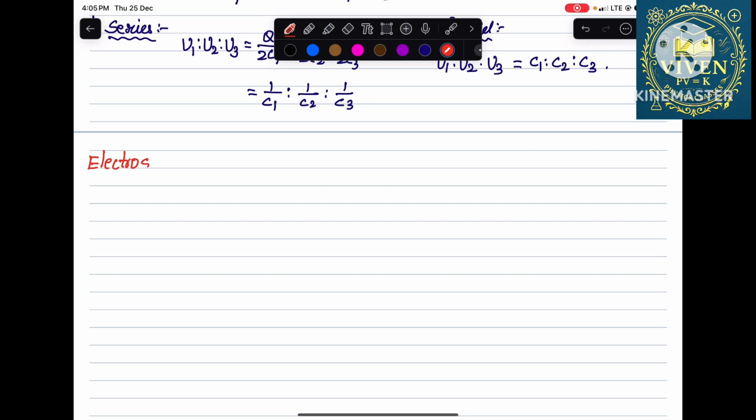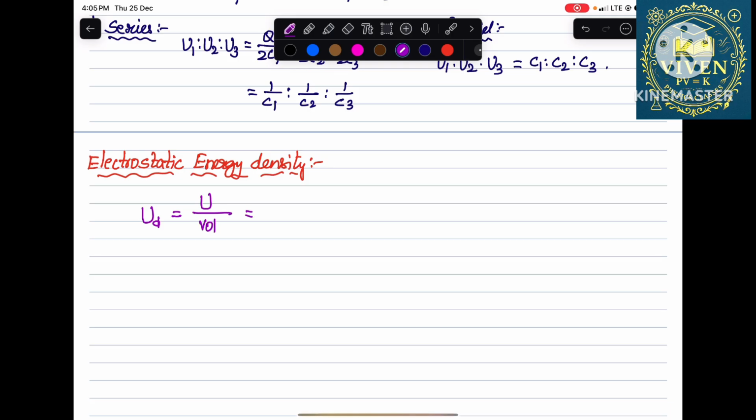Electrostatic energy density. So already we are most familiar with these words, right? Electrostatic energy density is given by U_D, that is nothing but energy stored in the capacitor per unit volume.